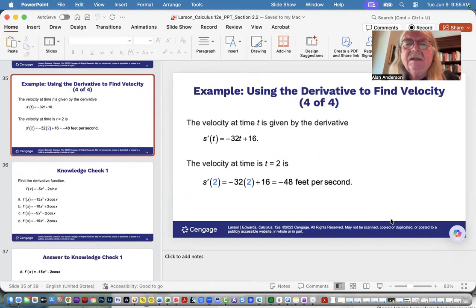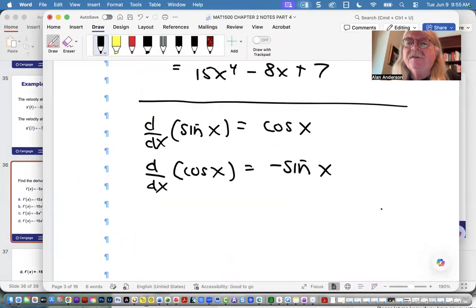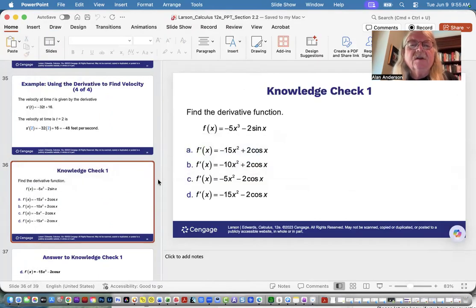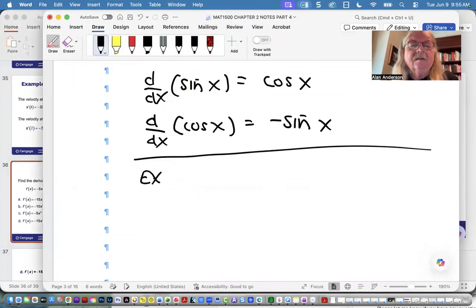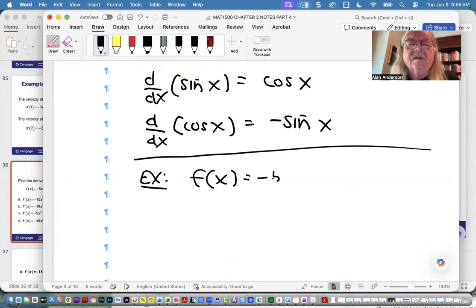But all right, so let's do this. Just to make sure everything's fine, that we all get what we're doing, let's run through this knowledge check, and then we can come back and revisit the trig derivatives. I guess they decided to save those for another section. So if we have minus 5x cubed minus 2 sine x.